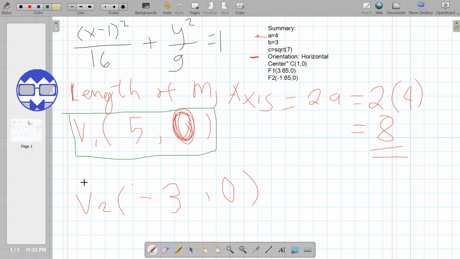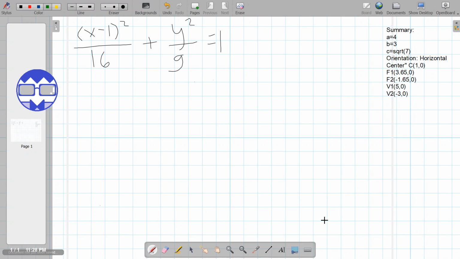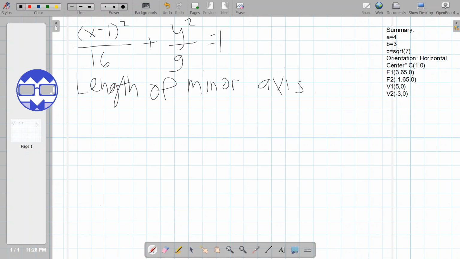If we have the vertices, we also need to find the co-vertices. Let's put it in our summary and erase the writings on the board. Next, the co-vertices. The co-vertices can be found in the minor axis. So what is the length of the minor axis? If the major axis is 2a, and the length of the semi-minor axis is b, hence this is 2b.